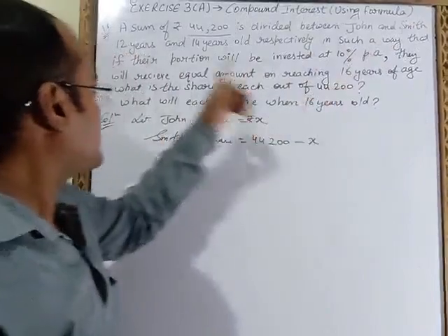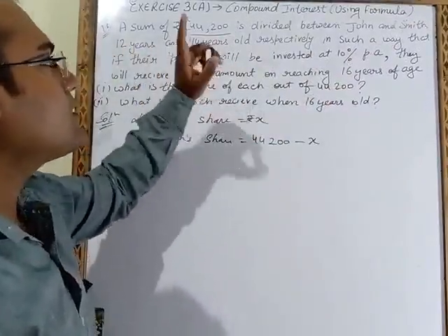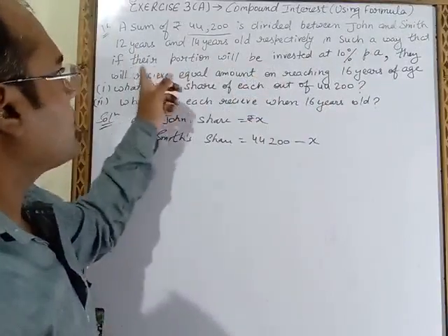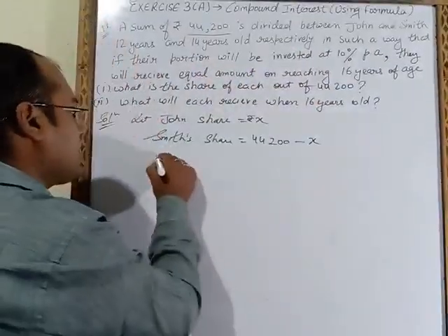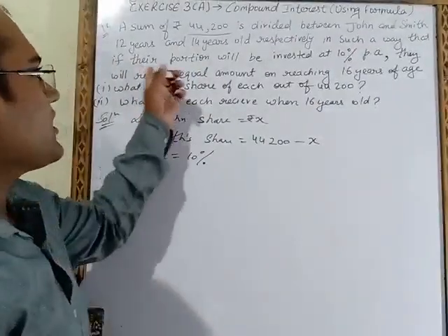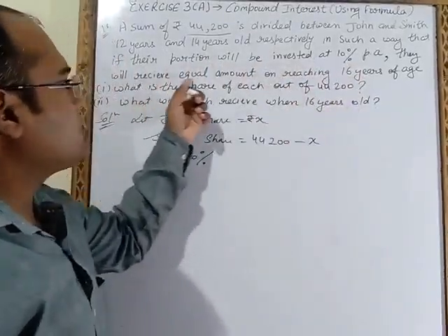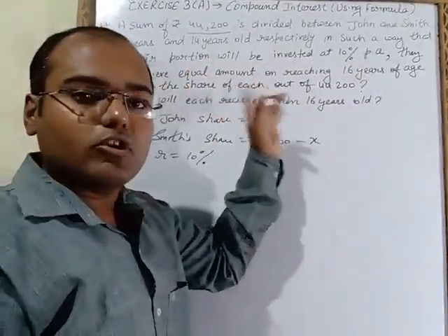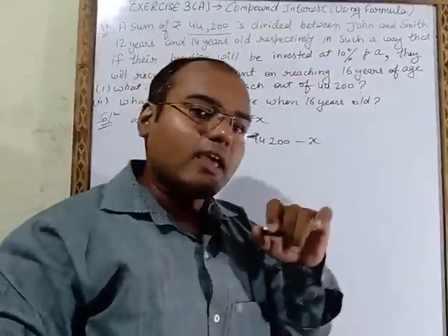John and Smith are 12 years and 14 years. So age of John is 12 years and age of Smith 14 years. If their portions will be invested at 10% rate, then they will receive equal amount. Both will get equal amount on reaching 16 years of age.